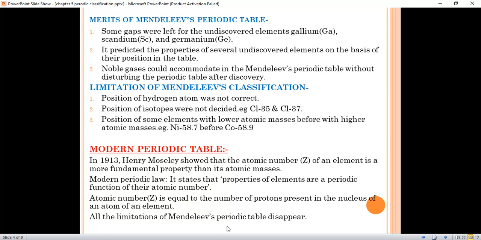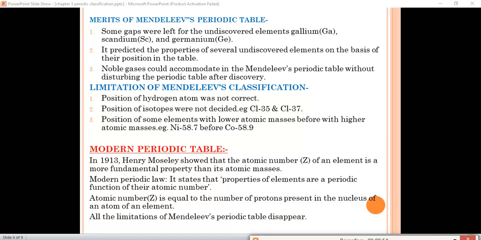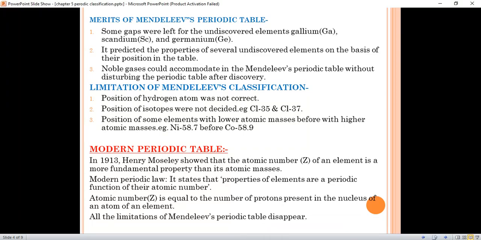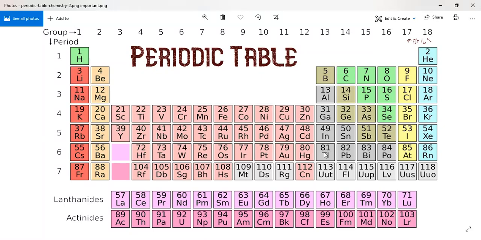Okay, so our today's topic is the modern periodic table. Modern periodic table is what? The periodic table which we are studying now is our modern periodic table, in which the elements are arranged in the order of groups and periods. How many groups do we have? 18 groups, from 1 to 18. And how many periods do we have?